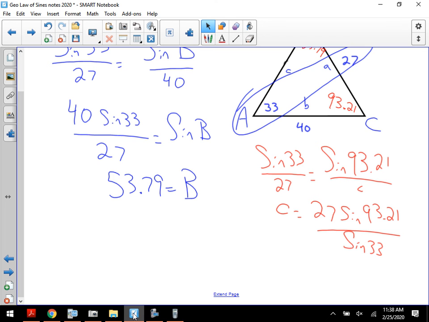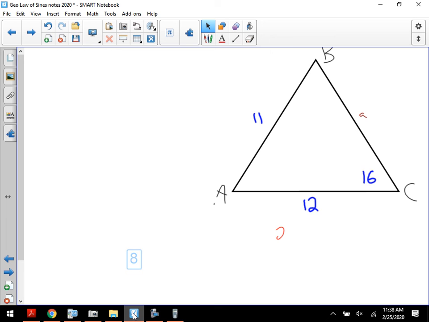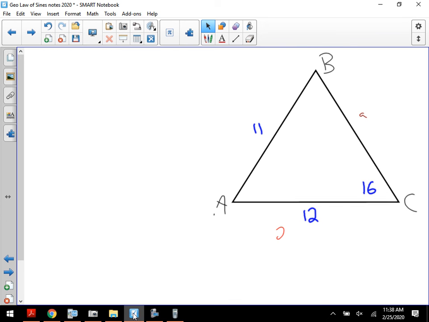Not terrible. Let's try going with one more angle real quick. Yeah, that's a B up there. Why don't you guys take a minute and solve this triangle? When I say solve the triangle, it means solve for all the parts.